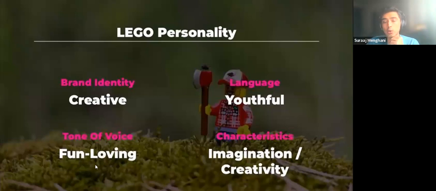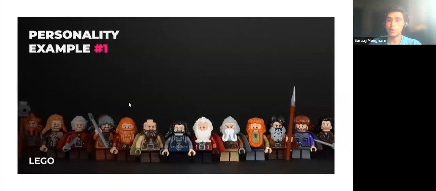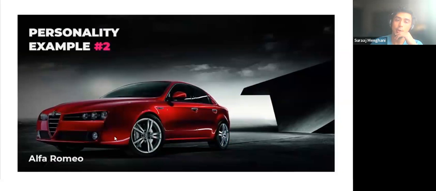So Lego, I'm saying Lego. Lego's identity is that they want to be creative. They think in a very youthful manner. The tone is very fun loving. When these people talk, they have a lot of fun. And their characteristics are imagination and creativity. Let's have a look at another brand. Lego's archetype is creator. Alfa Romeo's archetype is lover.